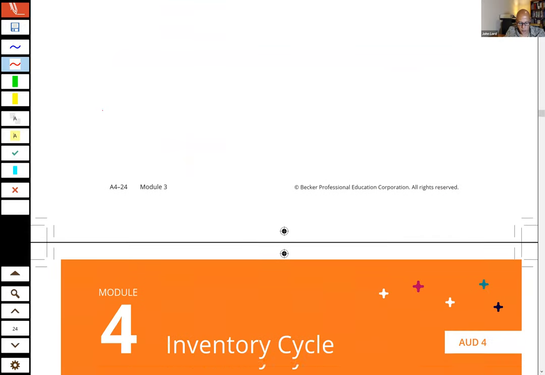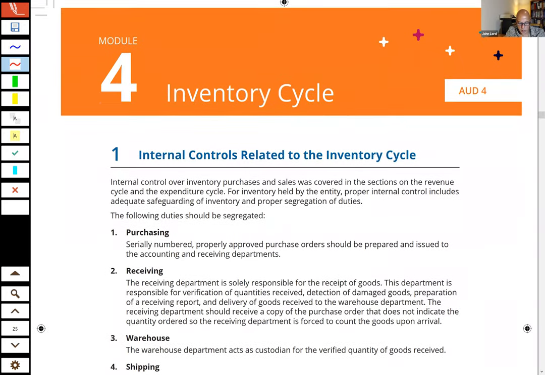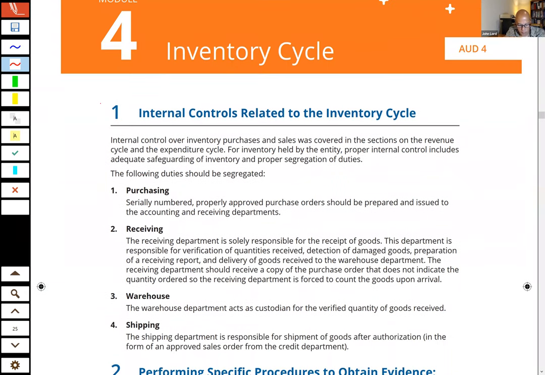Okay, good. Let's take a look at our next cycle. Notice, guys, we're just marching our way through the balance sheet now. We looked at our cash. We looked at our receivables in connection with our sales. Now we're going to come over to inventory.